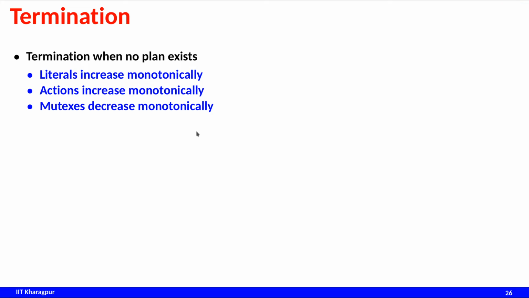So when to terminate, how can we identify that? One thing we have talked about is that the literals will increase monotonically, the actions will increase monotonically, but the mutex will decrease monotonically. So if we keep on applying this, at some point we will reach the same state, and if two consecutive states are the same, then we need to stop at that point.